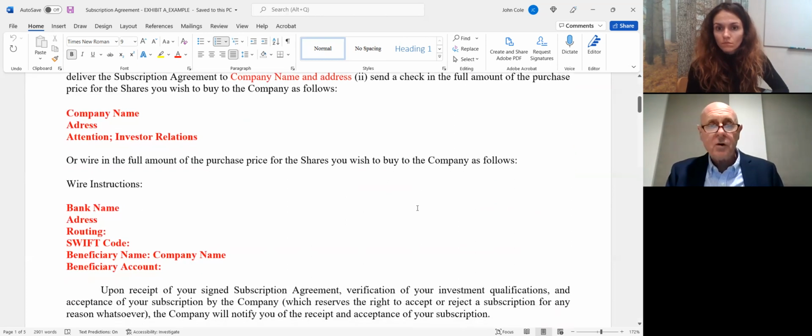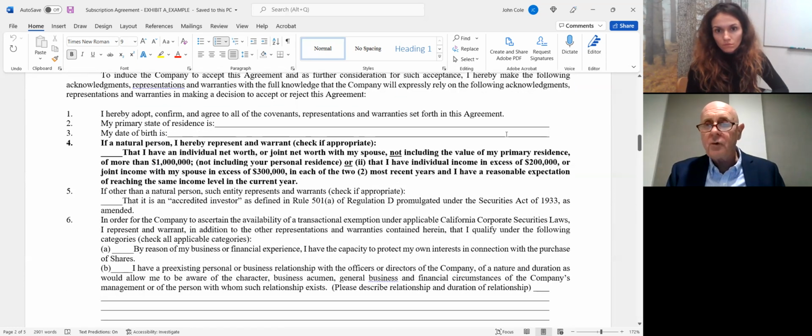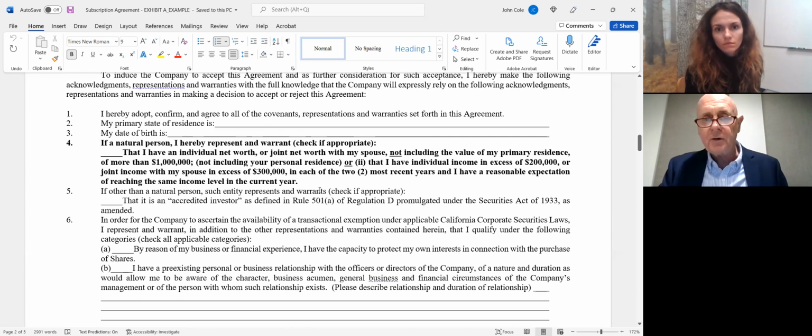I'm going to scroll down here, and then I'll go back up, and I'm going to read you what accredited investor means. Right here in number 4, it says, if a natural person, I hereby represent and warrant, and you're going to check the appropriate boxes below, that I have an individual net worth, or a joint net worth with my spouse, not including the value of my primary residence, of more than $1 million. Again, in parentheses, not including your personal residence.